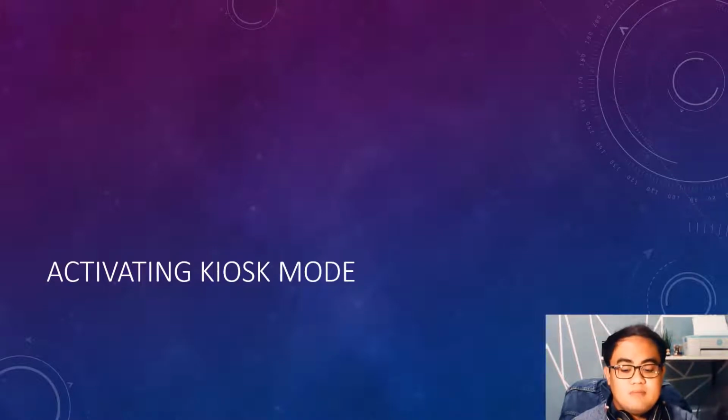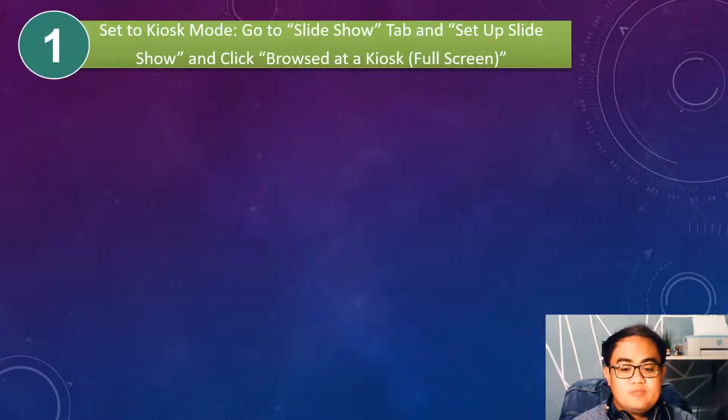The next step is you need to activate kiosk mode. Why? Because in a normal PowerPoint presentation, not in kiosk mode, you can freely move to the next slides. Even when you press Enter, you will proceed to your next slide. The next arrow, you will proceed to the next slide, or even click anywhere on the screen, you will proceed to the next slide. So set the kiosk mode.